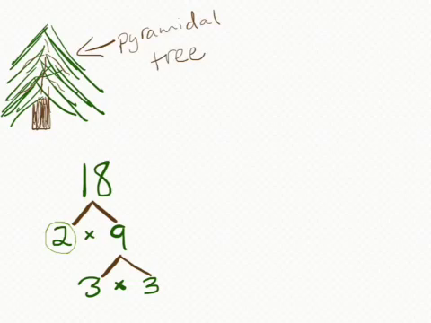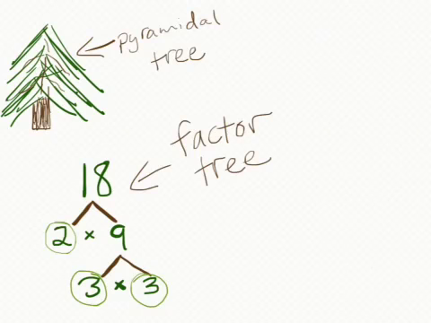Can we break down 3 into any other factors besides itself and 1? In other words, is it prime? It is prime. So always ask yourself, if it's composite, we're not at the end of the branch. But if it's prime, we are. And so we can see that we've kind of made this pyramid shape with our factor tree.